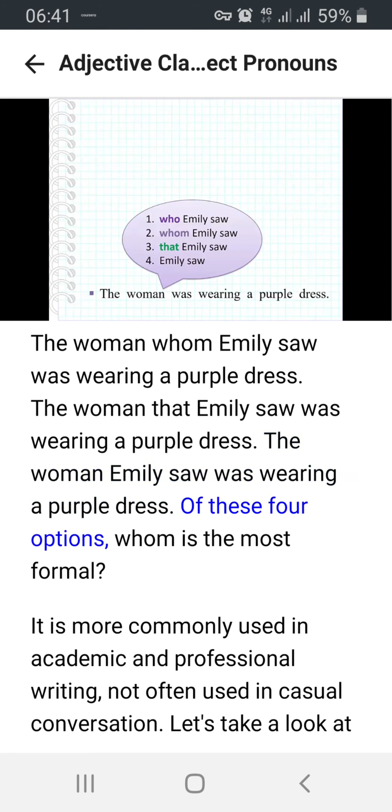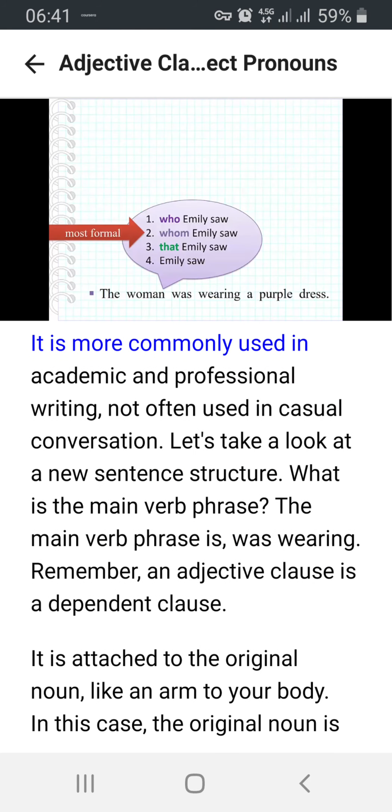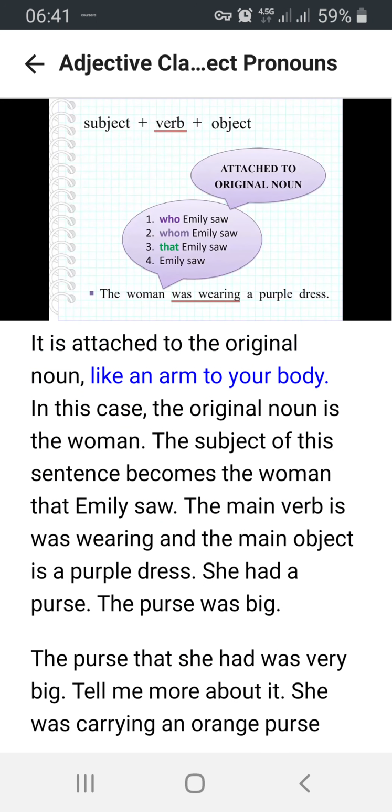Of these 4 options, whom is the most formal. It is more commonly used in academic and professional writing, not often used in casual conversation. Let's take a look at the new sentence structure. What is the main verb phrase? The main verb phrase is was wearing. Remember, an adjective clause is a dependent clause. It is attached to the original noun, like an arm to your body. In this case, the original noun is the woman. The subject of this sentence becomes the woman that Emily saw. The main verb is was wearing, and the main object is a purple dress.